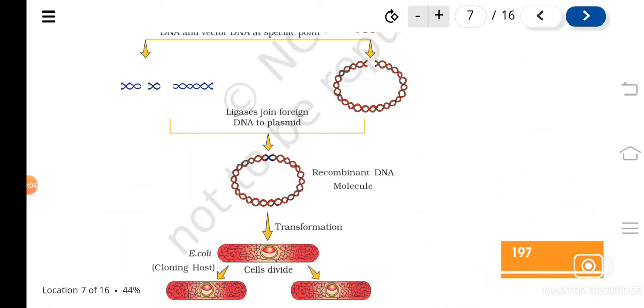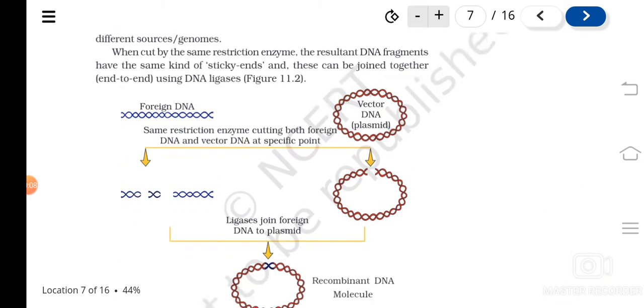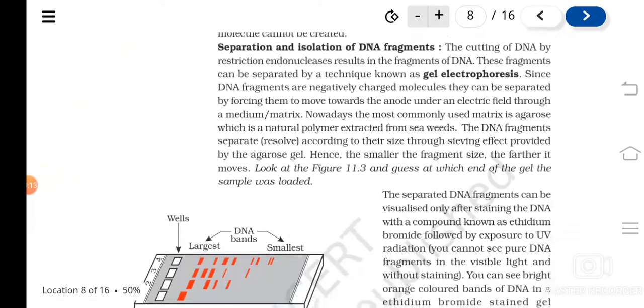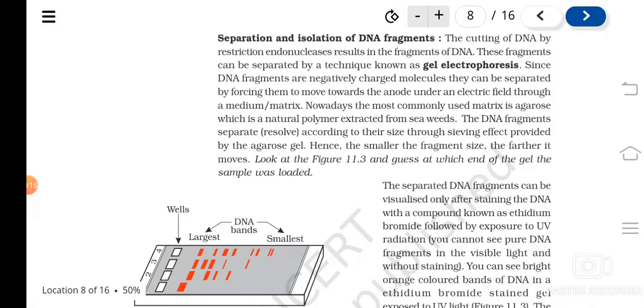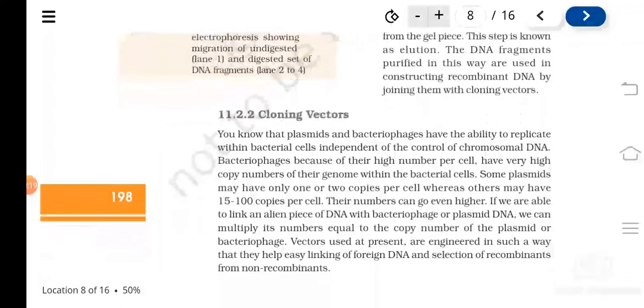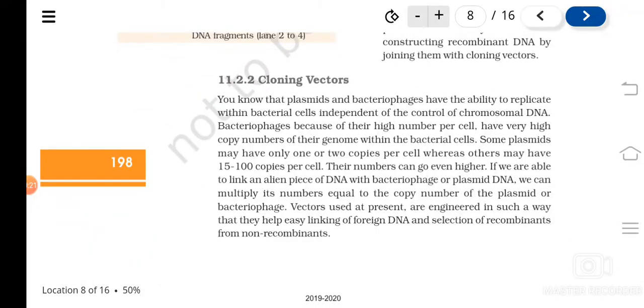So, in the previous class, we were studying various topics like restriction endonucleases, and we also saw gel electrophoresis through the live class. Today we are going to study a new topic, that is cloning vectors.